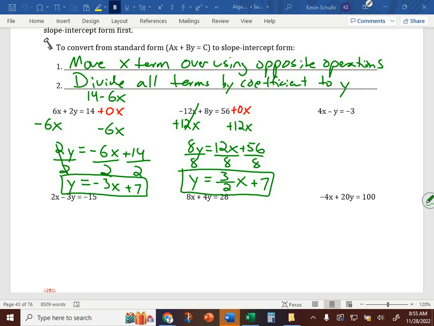When that division by the coefficient doesn't work out evenly, that's okay. We want fractions. It is a slope. Okay? Next one, 4x minus y equals negative 3. What are we doing first? Maddie.